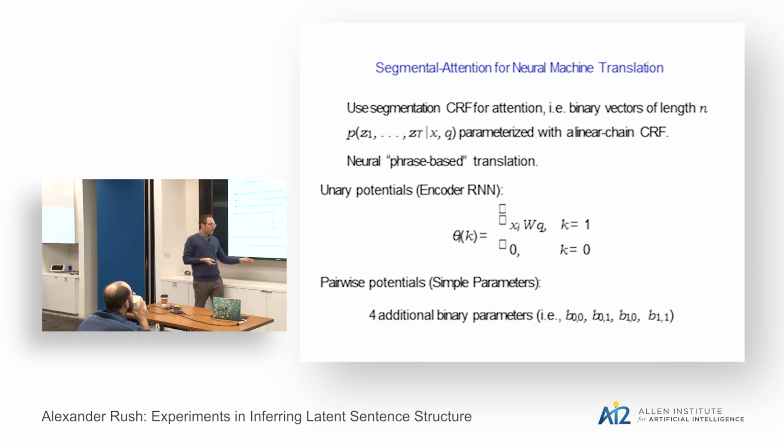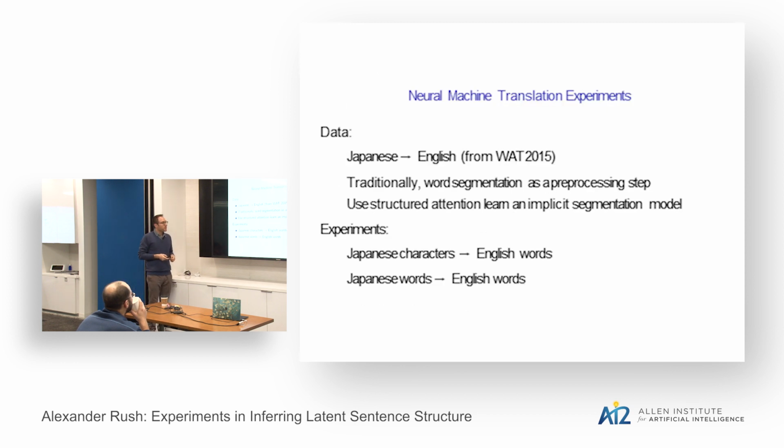The key idea is that we only actually have 4 more parameters in the model. Our parameters only tell us the probability of a word being used and the next word not being used, a word not being used and the next word being used, and then the other permutations of that. And then we worked on a Japanese to English translation data set. And these data sets traditionally use word segmentation as pre-processing. So they first determine the Japanese words and then use standard machine translation techniques. We're going to use structured attention instead to act as implicit segmentation.